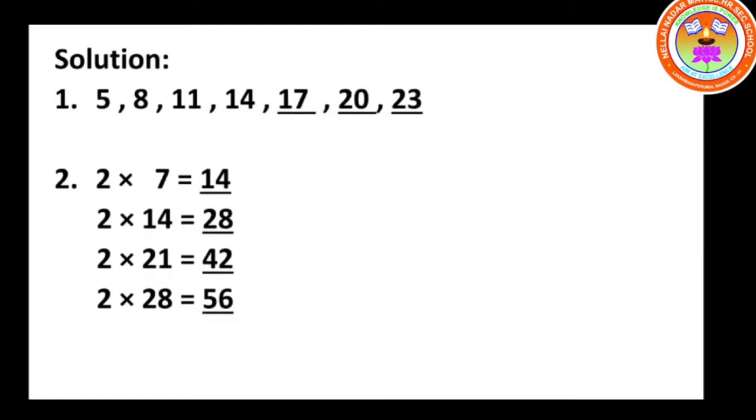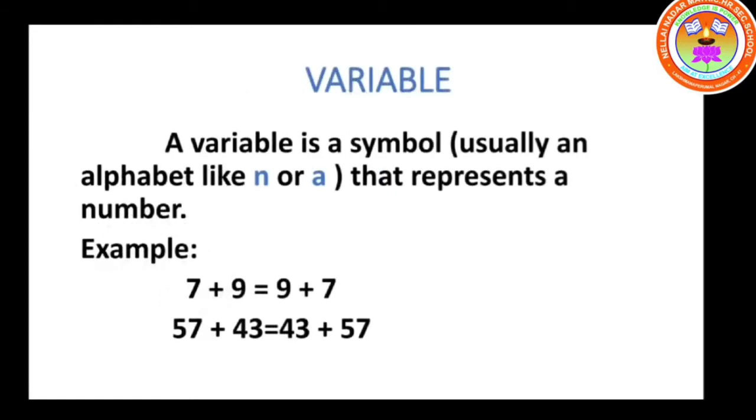Already I have explained the first problem to you. 5, 8, 11, 14. So what will be next? I told you already, with the 5 you have to add 3. So 5 plus 3, 8. 8 plus 3, 11. 11 plus 3, 14. 14 plus 3, 17. 17 plus 3, 20. 20 plus 3, 23. Likewise, for the multiplication also, 2 into 28, you are getting 56. So like this, it continues.